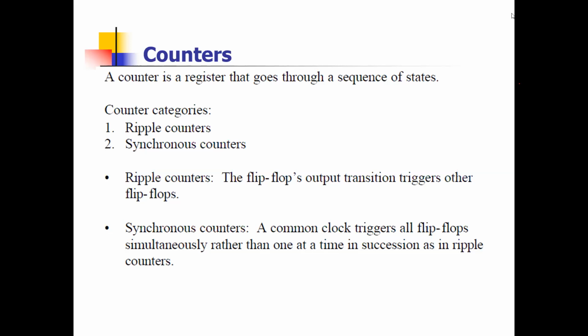Now, the counters I can categorize in 2 ways: ripple counter and synchronous counter. Ripple counter means you can represent it as an asynchronous counter. And the second one you call synchronous counter. So girls, could you tell me what is the meaning of synchronous and asynchronous? I already explained it last week. What is the meaning of synchronous? Same clock. Very good. Synchronous means same clock, and asynchronous means different clock.